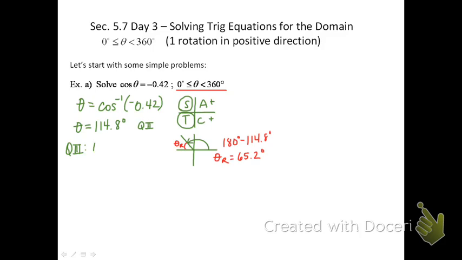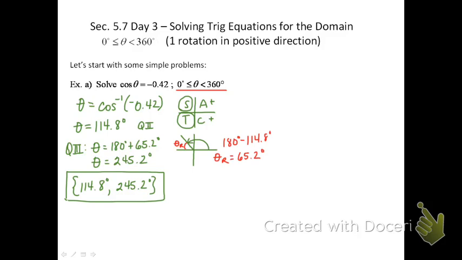So that angle, 65.2 degrees, will now help us find our angle in quadrant 3. And we can find that angle by taking 180 degrees and adding that reference angle, 65.2, to it. And that's going to give us an angle of 245.2 degrees. So our solution set, since we have more than one answer for theta, we're going to write it in set notation using curly brackets, is 114.8 degrees and 245.2 degrees. And there we go.